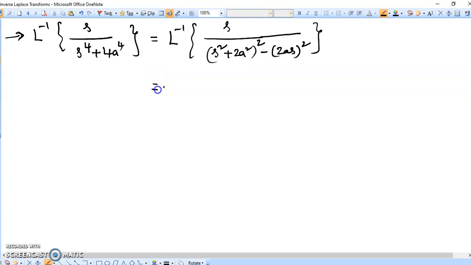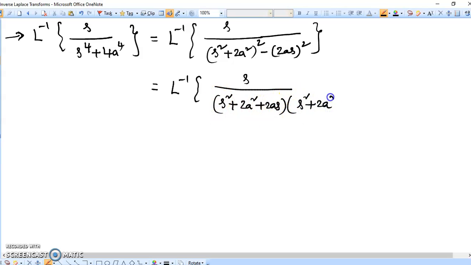Okay, and this is something like a square minus b square form, isn't it? So this can be written as L inverse of s by, now this can be written as a plus b into a minus b. So this is s square plus 2a square plus 2as, right, multiplied with s square plus 2a square minus 2as, which is a plus b into a minus b. So once again we can apply the inverse Laplace transform to this particular function. Okay, so we have to apply the partial fractions.